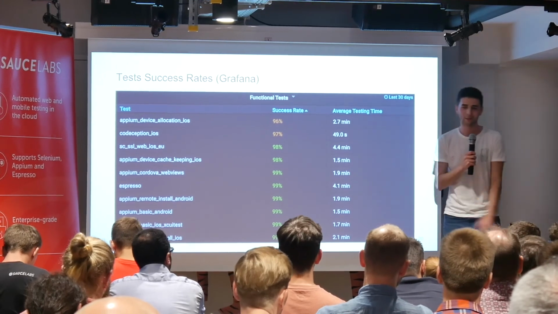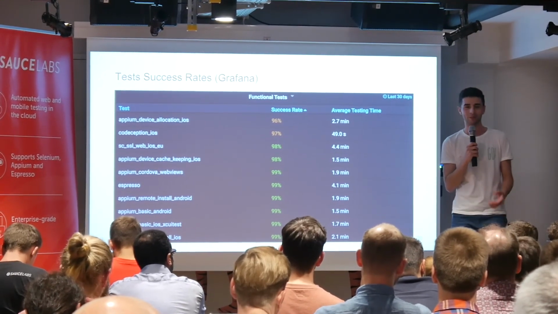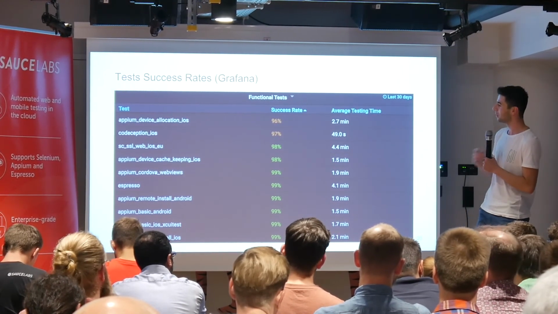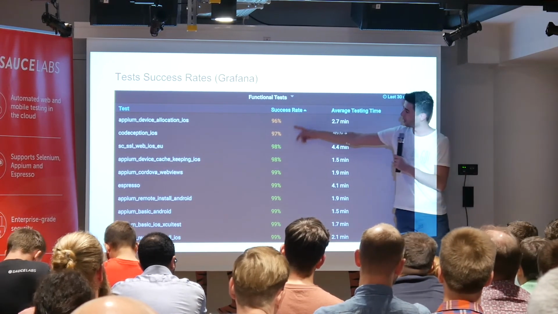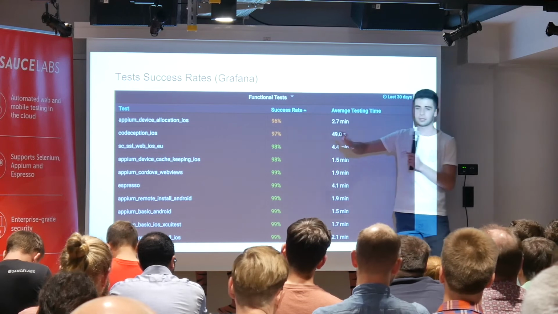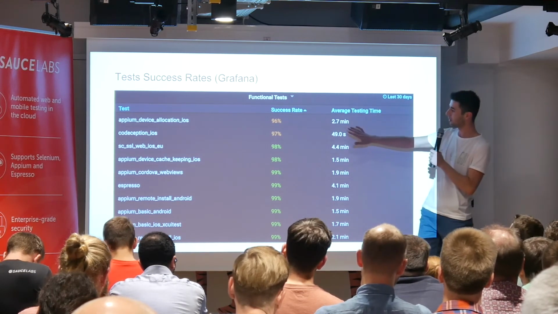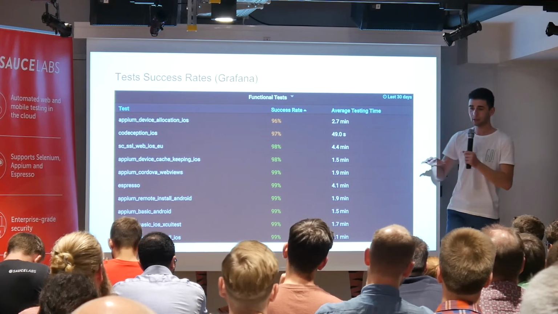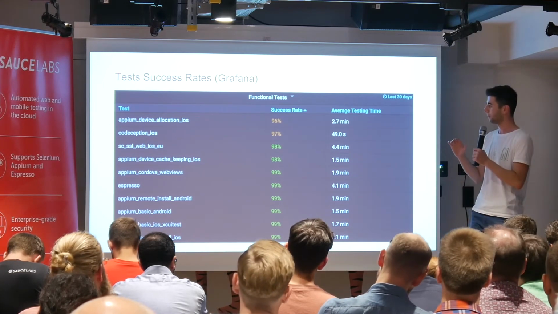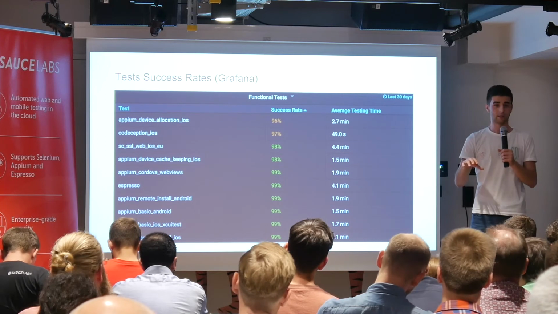Ideally, we would like to have 100%, but that's not possible. But what we do, for example, when you see it in orange here, that means it's maybe acceptable, but it's not that good. We need to pay more attention. But at the end, what we care about is the product itself, not the test.